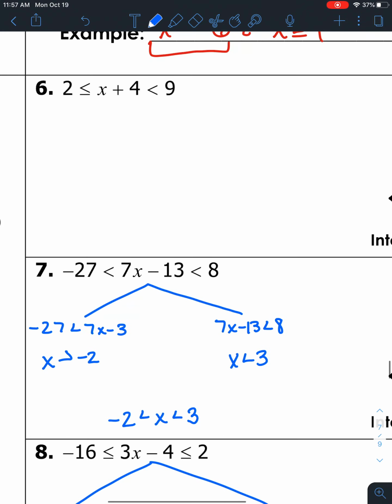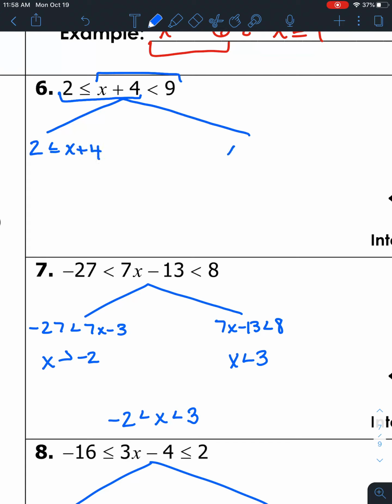So let's work here with number 2. What I always do is make two different equations. So I have this first part, and then I have the second part. So I have 2 is less than or equal to x plus 4. And then I also have x plus 4 is less than 9. Solve them as two separate inequalities.